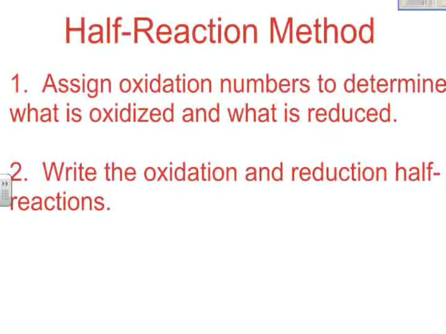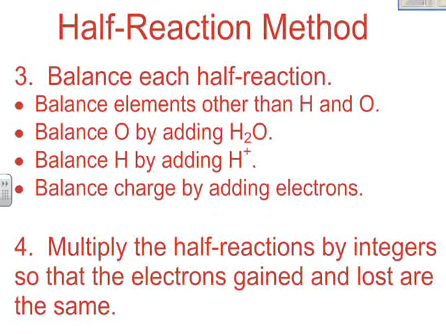All right, as with the oxidation numbers, these rules or steps that we're going to use can be found in your book. The first step is to assign the oxidation numbers of each element to determine what is being oxidized and what's being reduced. And we'll go through an example of this in just a minute after we go through the rules. Number 2, we're going to write the oxidation and reduction half reactions. Number 3, we're going to go through and balance each half reaction.